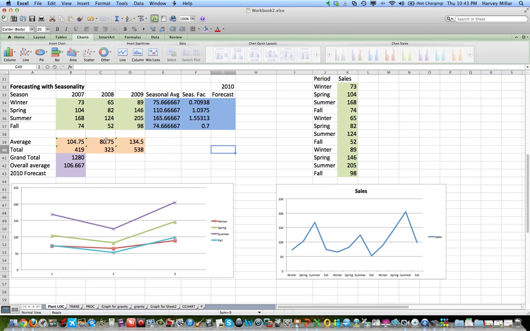How can we do it? We could do a moving forecast, a two-period moving forecast. So we could average those two values and use that as the average demand for 2010, that average seasonal demand for 2010, and then adjust them by the seasonal factors. That's one way to do it.